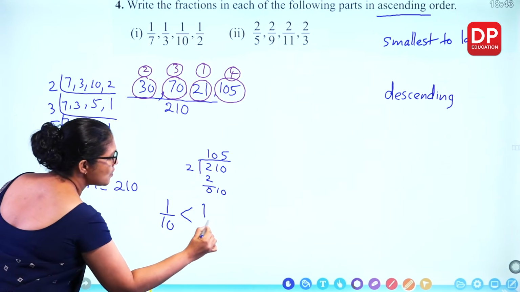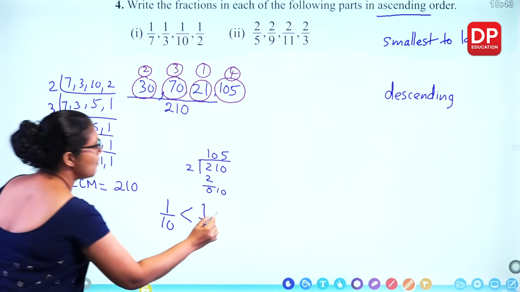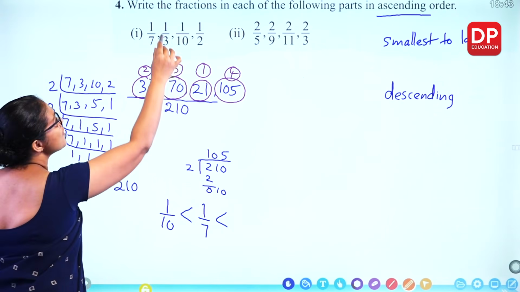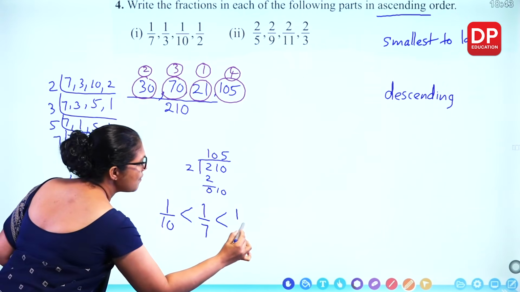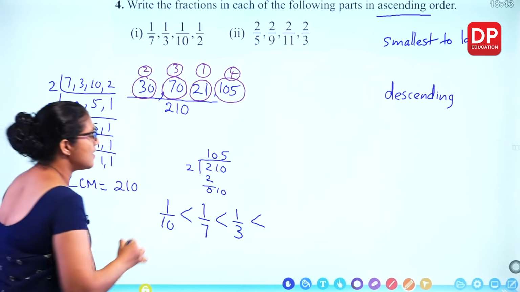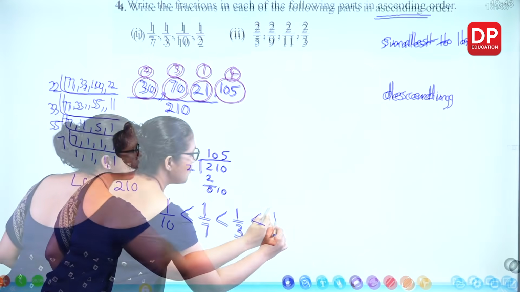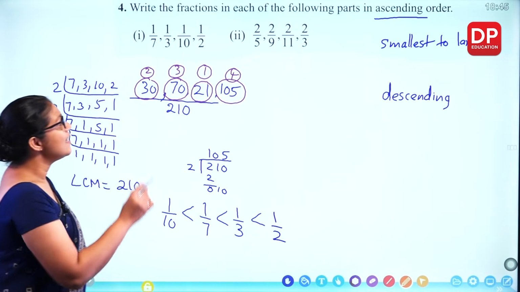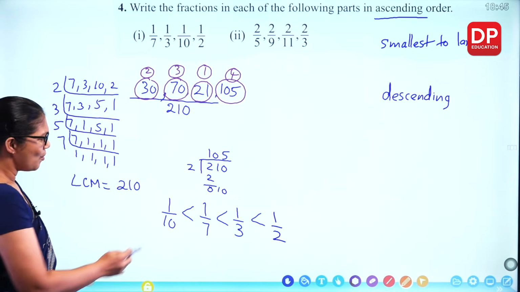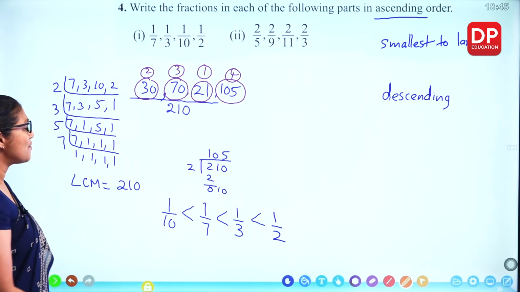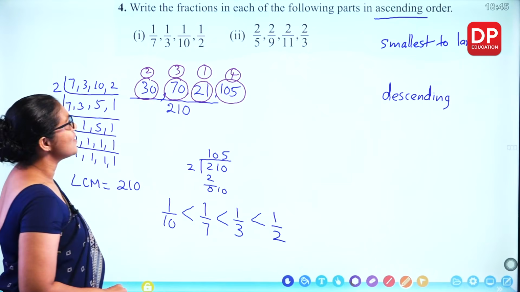So first one is 1 over 7. What's the next one? Third one is 1 over 7. So the second fraction is the third highest, and the largest one is the last fraction. So 1 over 2 is the largest one. Now, we used a method to find out this smallest to largest.